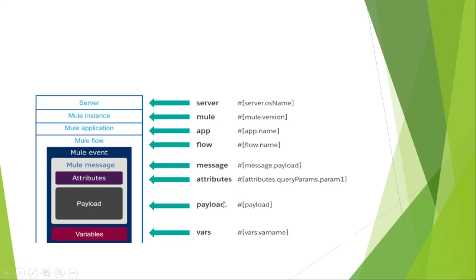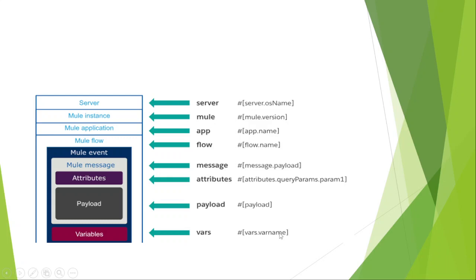If you want to access some value from the payload, you can directly access it with the syntax payload dot and the field name which you want to access. Similarly, if you want to access something from a variable, we have the syntax vars and the variable field name which you want to access.